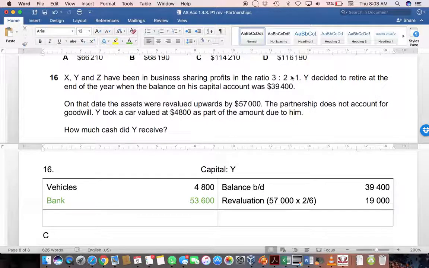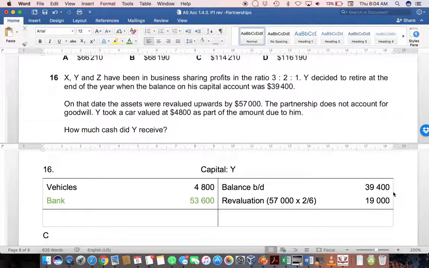Y decided to retire at the end of the year when the balance on his capital account was 39,400. So if he is going to retire, we are going to be concerned with this middle ratio, in other words 2/6 or 1/3. On that date, the assets were revalued upwards by 57,000 and the partnership does not account for goodwill. Y took a car valued at 4,800 as part of the amount due to him. How much cash would he then get?